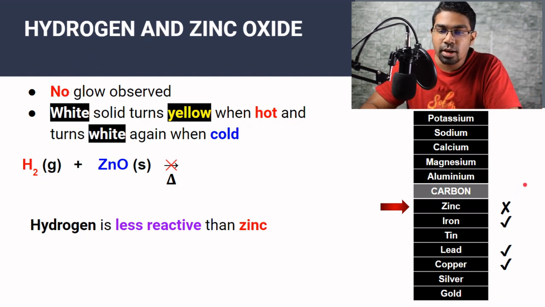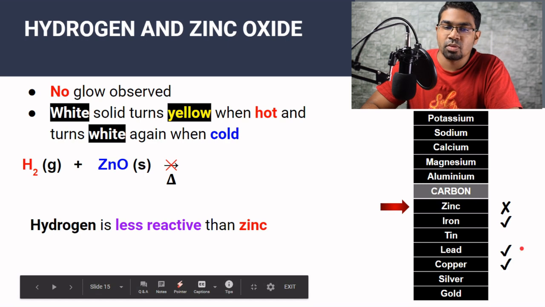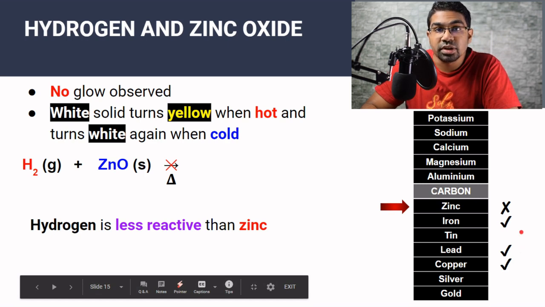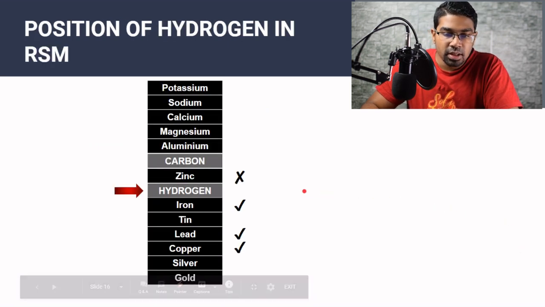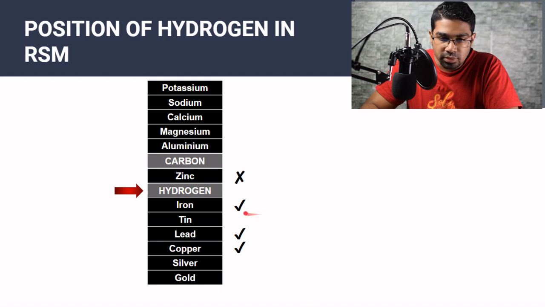And so now with all this information, we can deduce the position of hydrogen in the reactivity series of metal. Hydrogen was able to react with up to iron. So it was able to displace iron from its oxide, so it is more reactive than iron. However, it was unable to displace zinc from its oxide. And so we can conclude that it is less reactive than zinc and it is more reactive than iron. So this is the position of hydrogen, just below zinc.